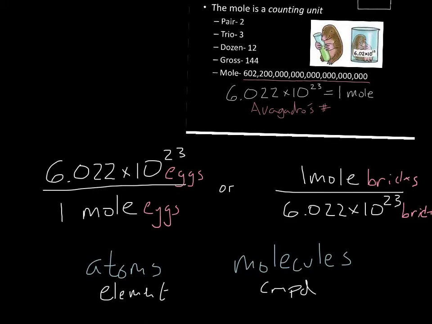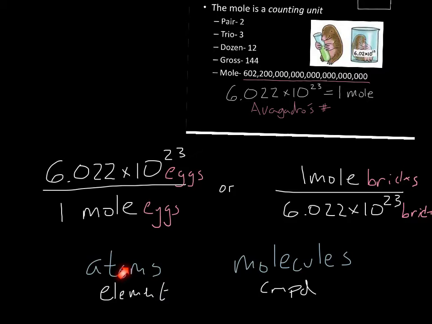And so if we just have a single element like sodium or potassium or iron, that's an atom. But if we have a couple elements joined together like iron and oxygen, iron oxide, or sodium bromide, that's a molecule because it's composed of elements. And it doesn't matter if it's an atom or a molecule. 1 mole of atoms is 6.022 times 10 to the 23rd. 1 mole of molecules is 6.022 times 10 to the 23rd.